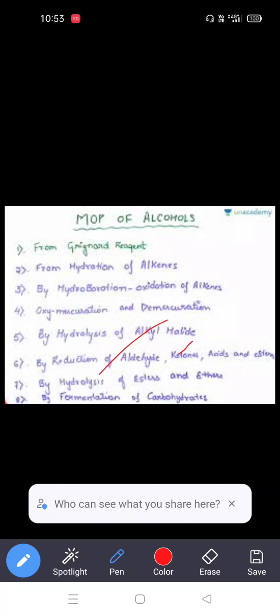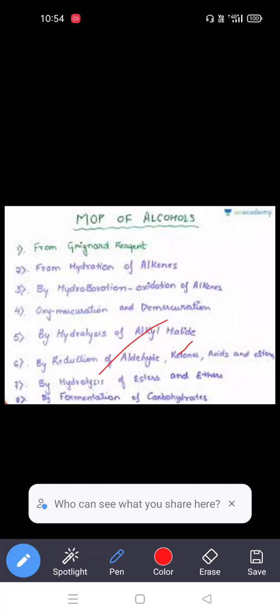So this is a very bulky method. Nowadays, it is very useful to produce a large number of alcohols in beverages. Companies also use this method. So this is a very useful method to prepare alcohols from carbohydrates. We are using starch, glucose and glycogen. These are the methods to prepare the alcohols.